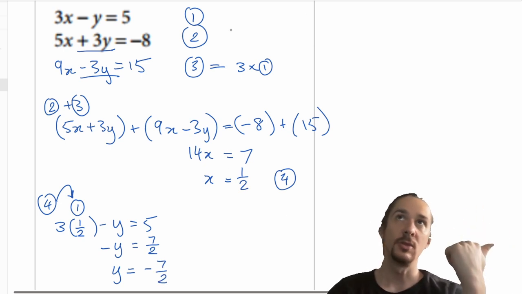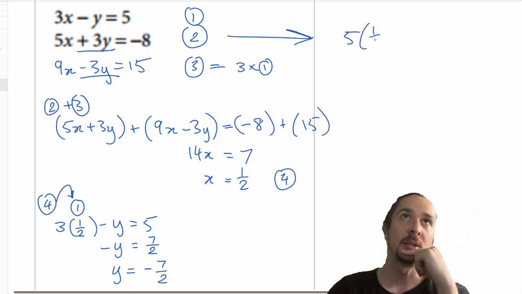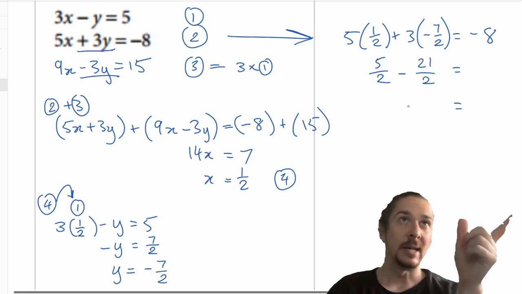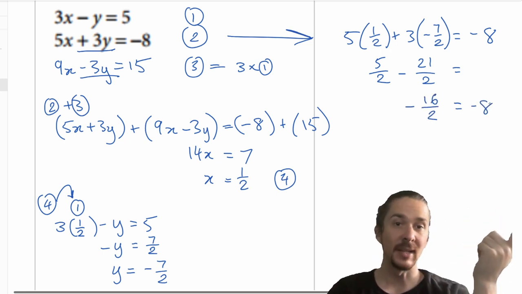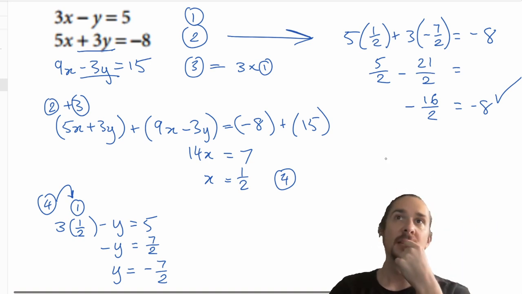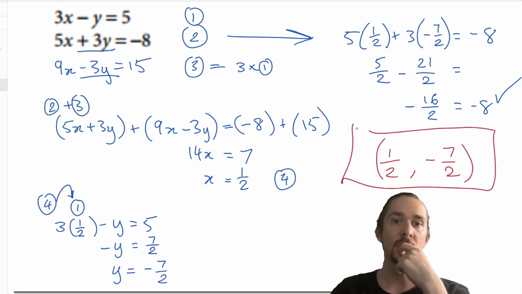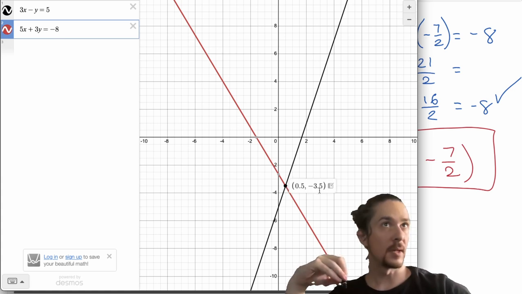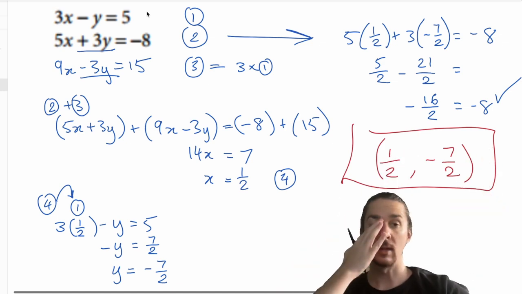Now we can check this with equation 2. I'm just going to check it up here. I'm going to say 5 times 1/2 plus 3 times negative 7/2 equals negative 8. Let's see. So we've got 5/2 minus 21/2, which is going to be negative 16/2, which is equal to negative 8. Okay, so we know our answer is correct because we checked with two equations, and so now we just give our answer as the x coordinate and the y coordinate, like so. Let's check it. And our point of intersection is at 1/2 and negative 3.5, or negative 7/2. So again, we can see that we have the correct answer.